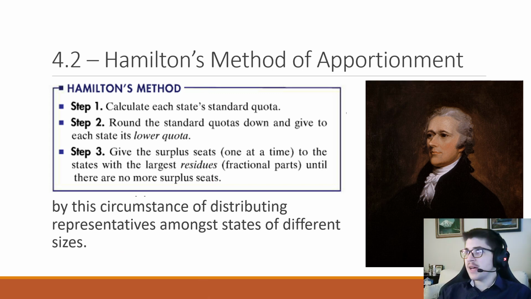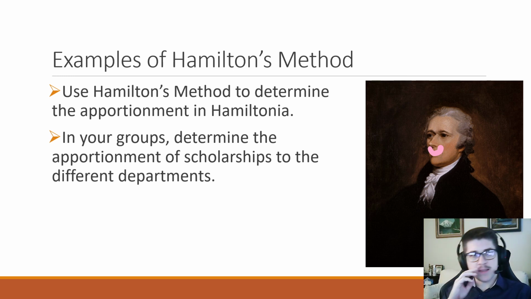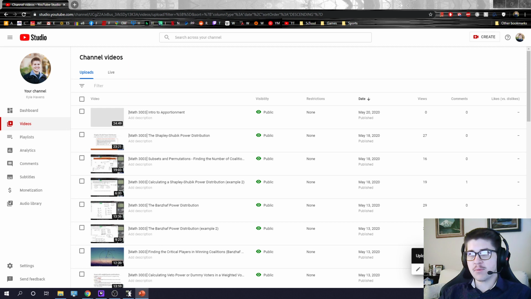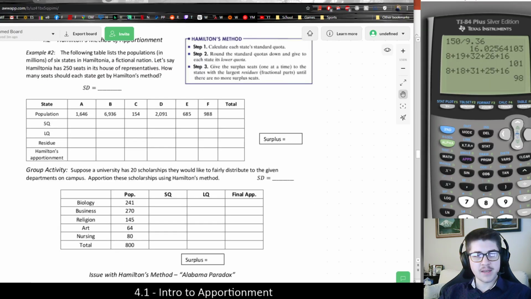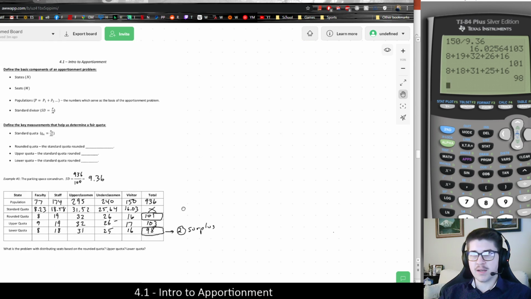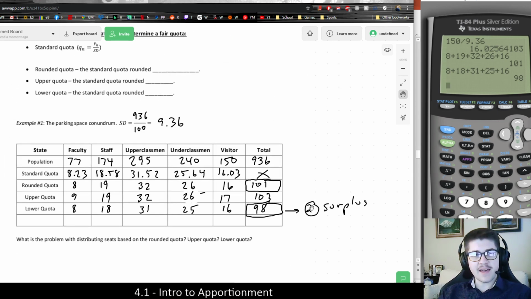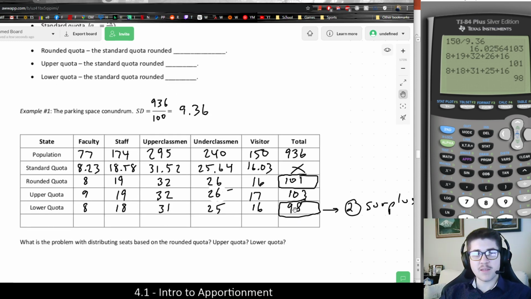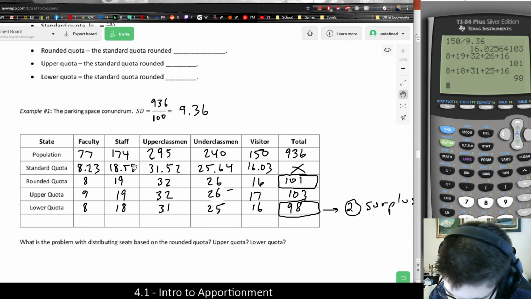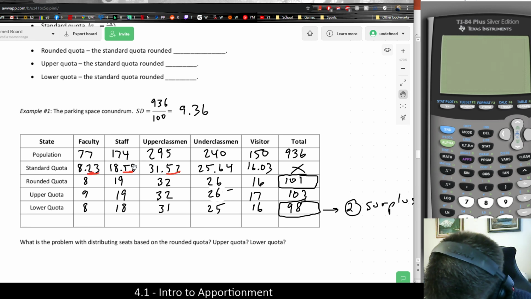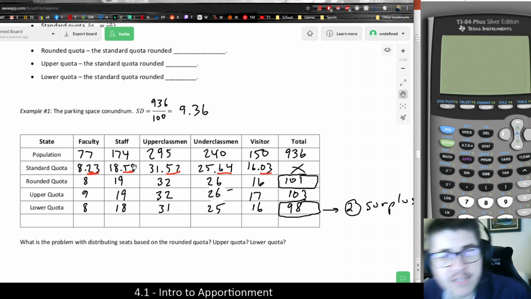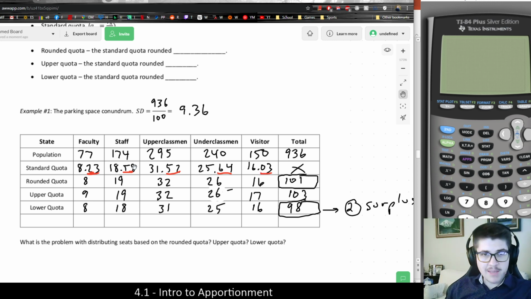We'll go ahead and do that in the example. Let's use Hamilton's method to determine the apportionment for Hamiltonia. In the packet there's an example, but let's return to the example we were just working on for parking spaces. In that case, we had two surplus seats. Hamilton's method says to give those two surplus seats to the states with the largest residues, basically whoever had the largest decimal parts. In order, we give them to the largest first, one at a time.